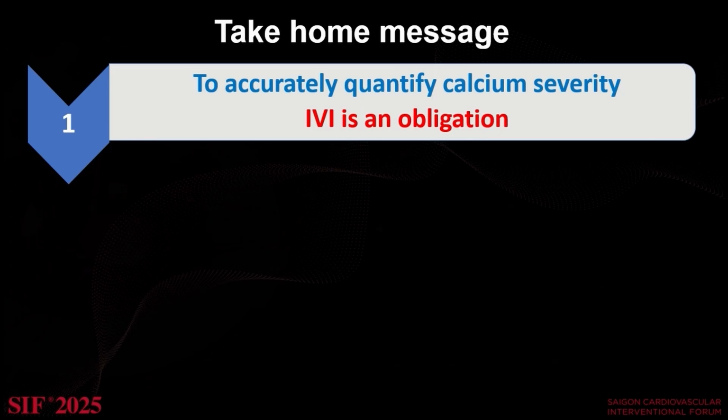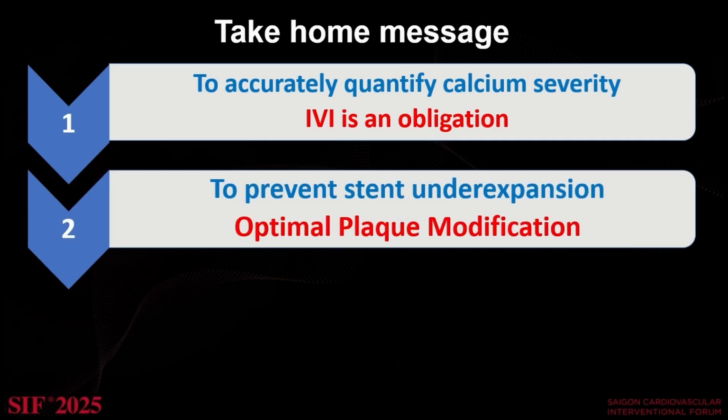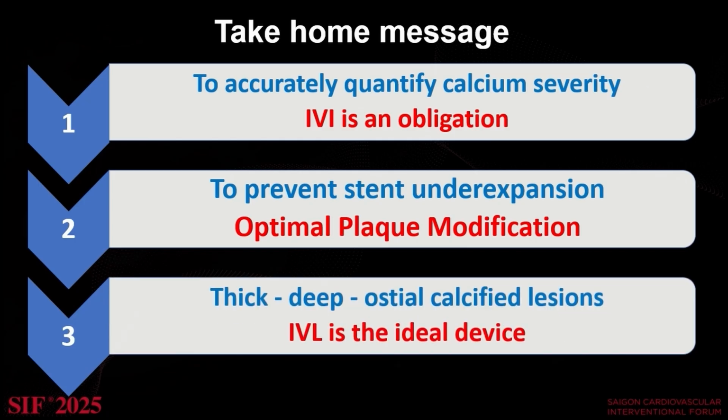How to deal with a severely calcified coronary lesion? At first, we have to accurately quantify the calcium severity, so IVI is an application. The second is how to prevent stent underexpansion in the severely calcified lesion, so we have to prepare the lesion for optimal calcium modification. And the last, how to deal with the thick, deep, and ostial calcified lesion. IVL is the ideal device, as this case demonstrated.